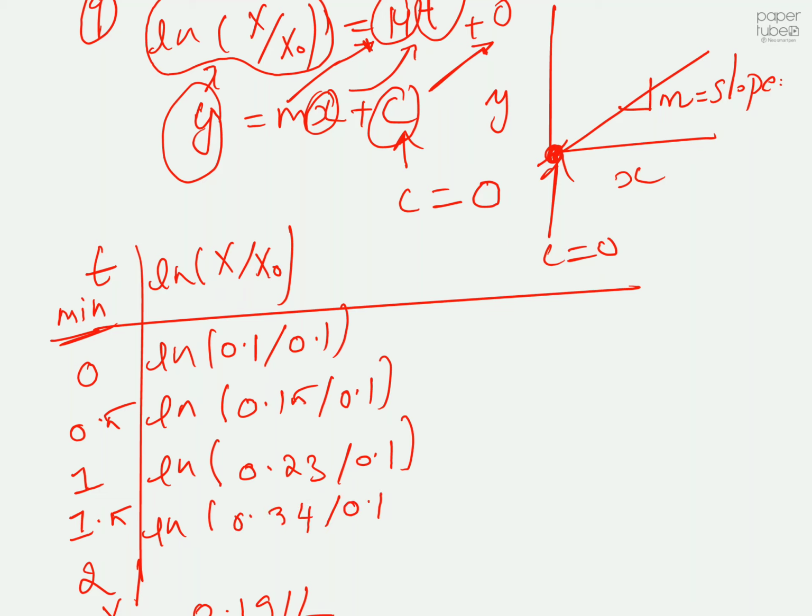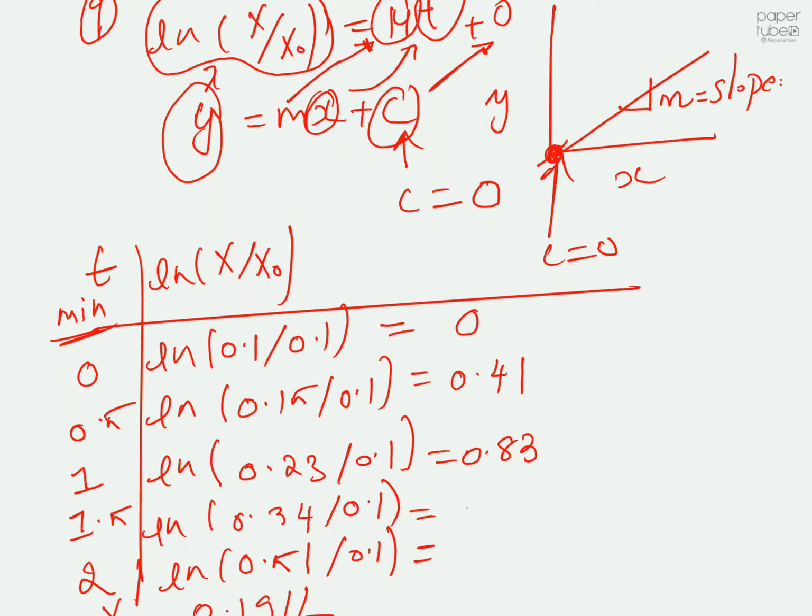0.34 by 0.1. Sorry for going a bit slow, but it's okay to do it this way. So this value will be equal to 0, ln of 1 is 0, and then let me calculate it. So 0.41, this will be equal to 0.83, this will be equal to 1.22 and then 1.63.